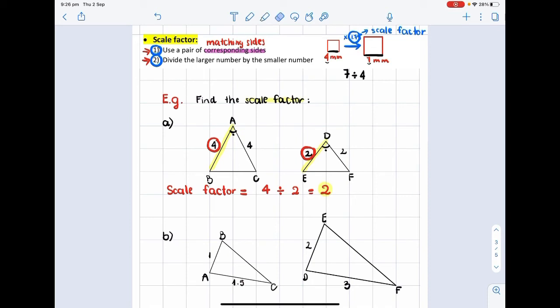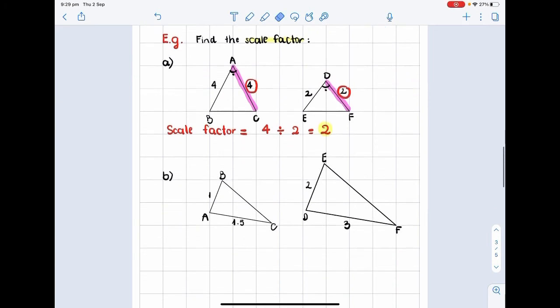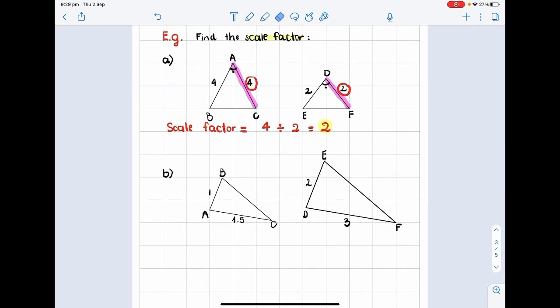Okay? And say if you don't use these 2 sides, if you use AC, now AC matches up with DF, they will give you the same answer as well because AC is 4, DF is 2, so 4 divided by 2, the answer is 2 as well. It doesn't matter which pair of matching sides you use, you will always get the same answer.